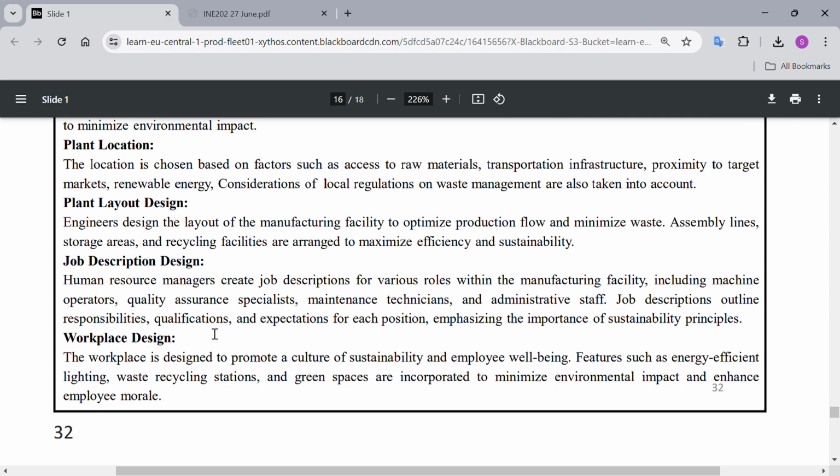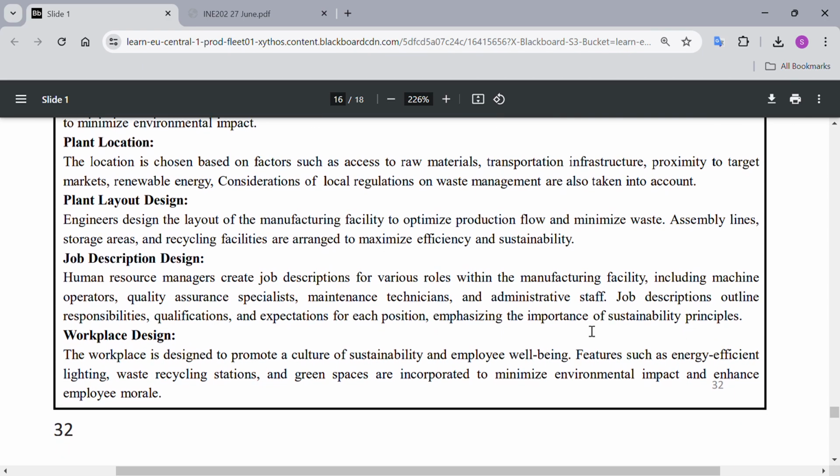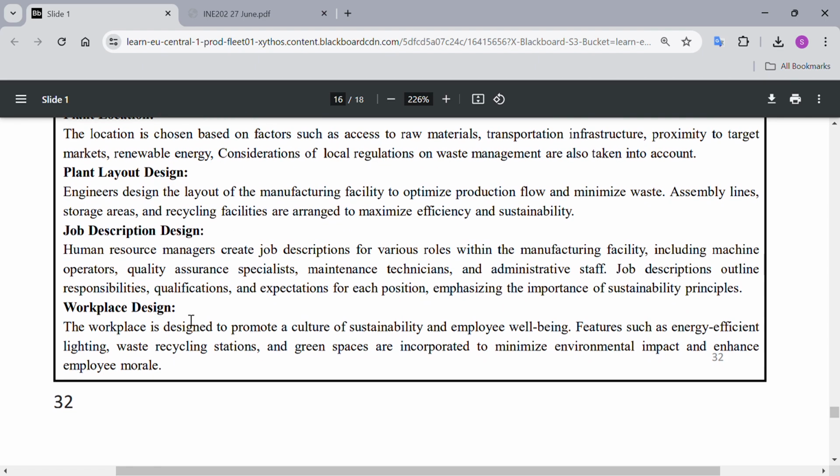So it's the same thing. And of course, we're gonna emphasize the importance of sustainability. Maybe we can consider the past effort of our employee. Is he participating in events related to sustainability and stuff like that?